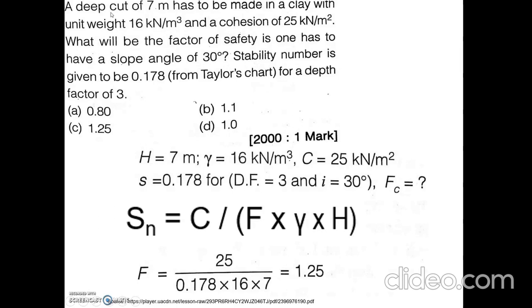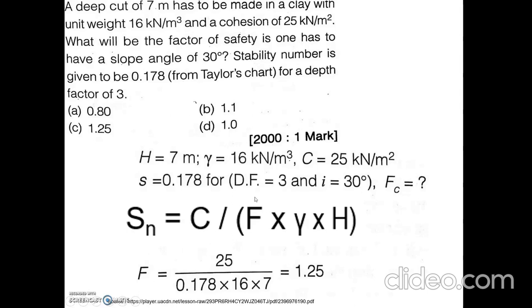Next problem. A deep cut of 7 meter has to be made in a clay with unit weight 16 kN per cubic meter and a cohesion of 25 kN per square meter. What will be the factor of safety if one has to have a slope angle of 30 degree? Stability number is given as 0.178 from Taylor's chart for a depth factor of 3. Here we need not refer to the Taylor's chart to find out the stability number. They have given the value of stability number as 0.178 for the depth factor D equal to 3. We'll have to find factor of safety.